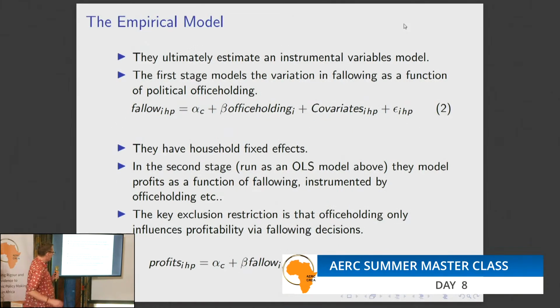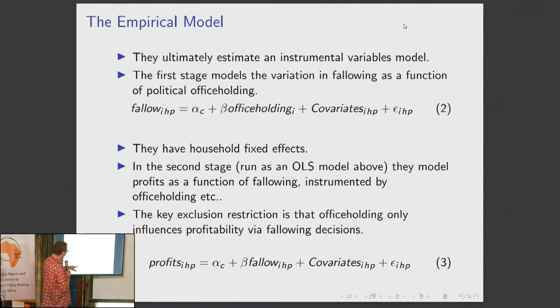Okay, so this turns into a classical instrumental variable model. You could say the real thing they're interested in estimating is the relationship between profits and fallowing. That's individual i, household h, plot p or whatever. I think I got that right. Anyway, but fallowing is really endogenous, right? Fallowing depends maybe on gender, depends on politics, it depends on all sorts of things. So this is the second stage. So they're interested in modeling the variation in fallow with an instrument, and what's the instrument?